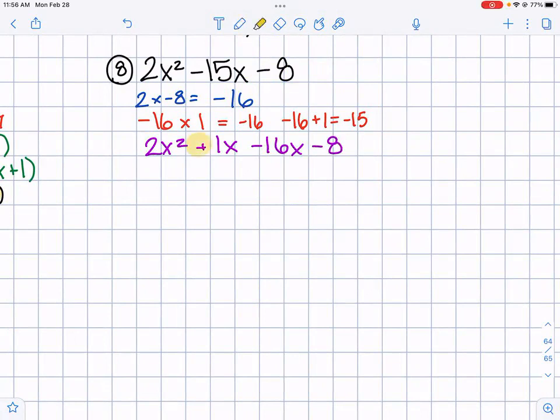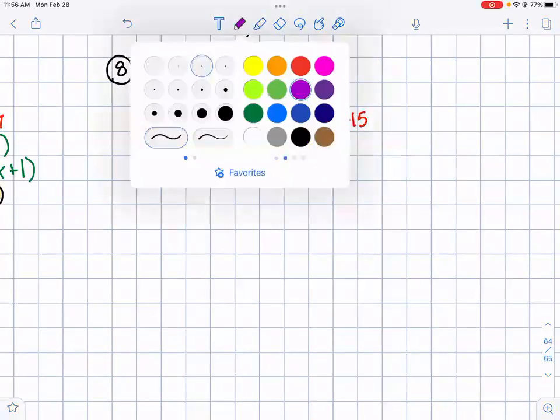Why did we go with negative 16 instead of negative 1? Because you need to get it to negative 15, right? So the bigger number has to be negative. Okay. So what do we do from here?